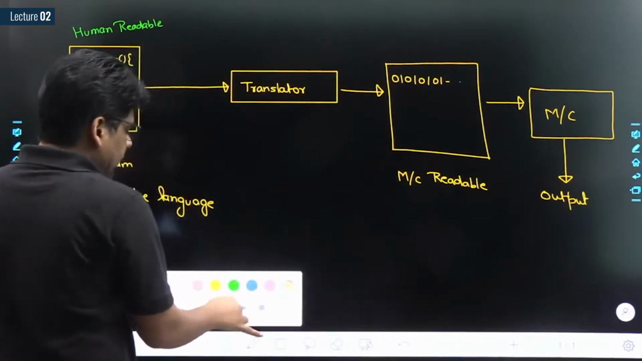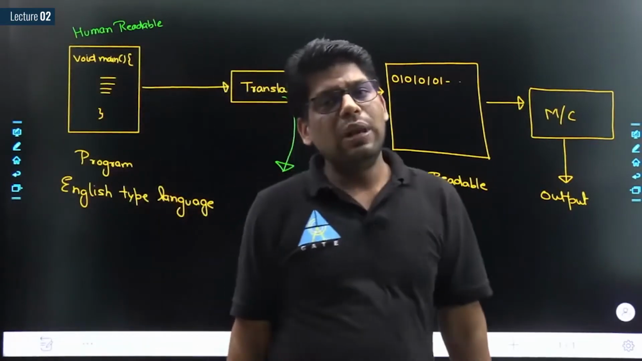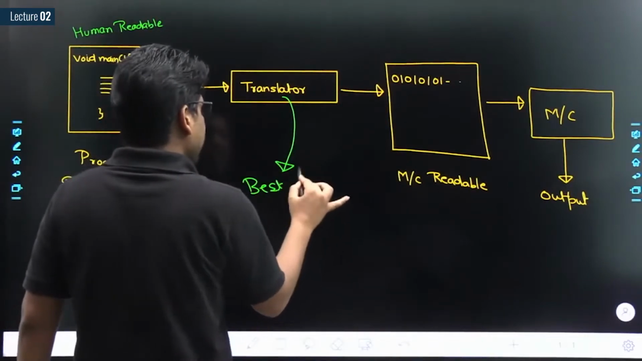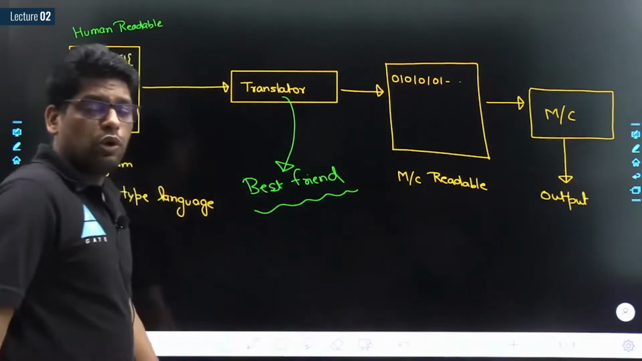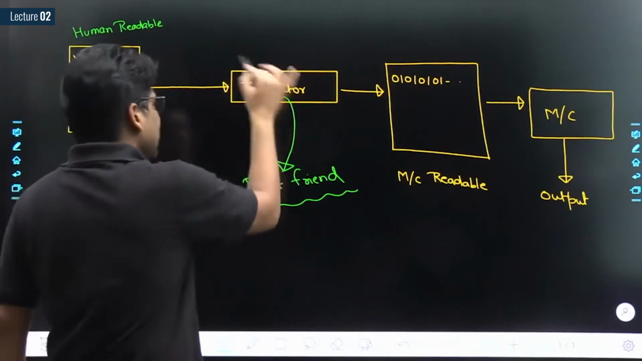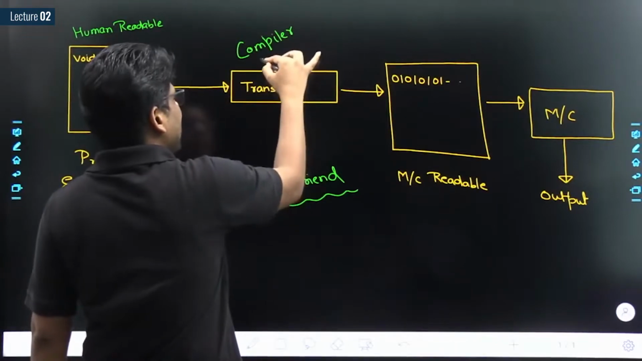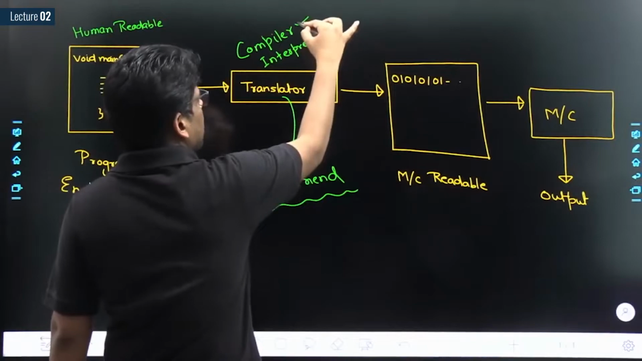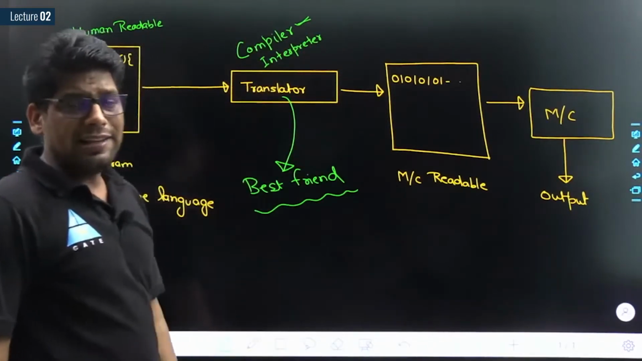Who is your best friend during your journey to learn a programming language? Sir, this translator is our best friend. If you want to learn a programming language, this is our best friend. Who is the translator? Sir, there are many translators present: compiler, interpreter, or assembler. We will talk about them later. But as of now, coming to the C programming language, this is called a compiler.